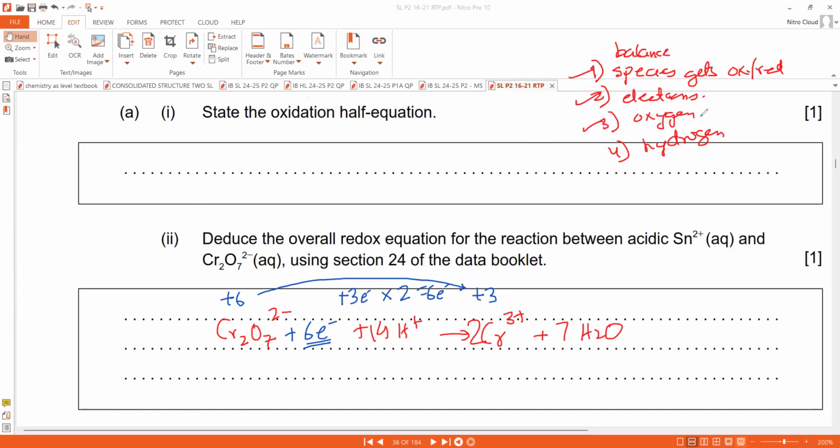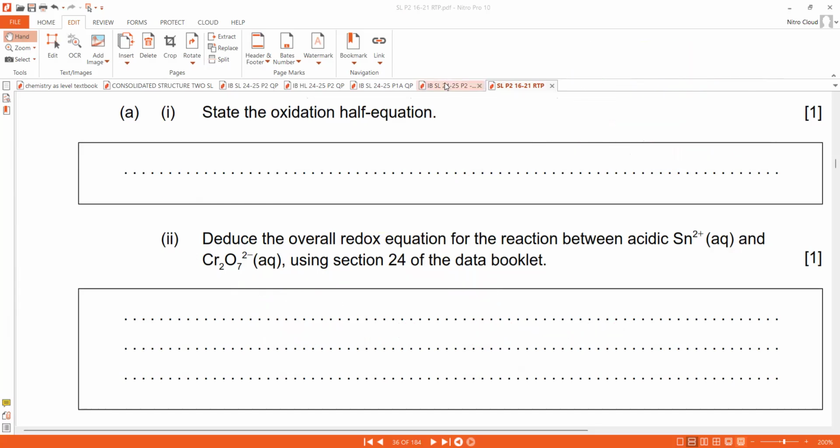Now balance oxygen by adding water. And fourth, balance hydrogen by adding H plus. Okay, that's all. This is it. Now the same thing we will do for the other 2 examples.